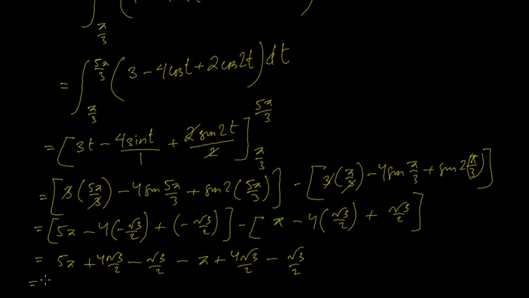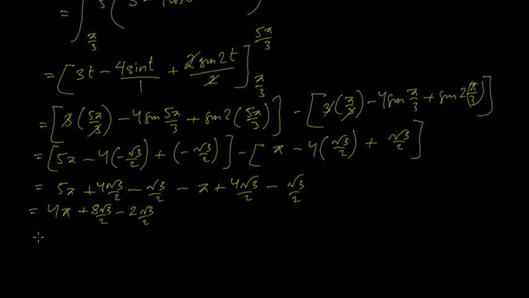So if we calculate, 5 pi minus pi is 4 pi. 4 root 3 by 2 plus 4 root 3 by 2 is 8 root 3 by 2, so plus 8 root 3 by 2, minus root 3 by 2 minus root 3 by 2 is minus 2 root 3 by 2, just like doing algebra, minus x minus x is minus twice x. So now this 2 and this 2 cancel, 2 fours are 8, so we have 4 pi plus 4 root 3 minus root 3, which is 3 root 3. So that's the answer.